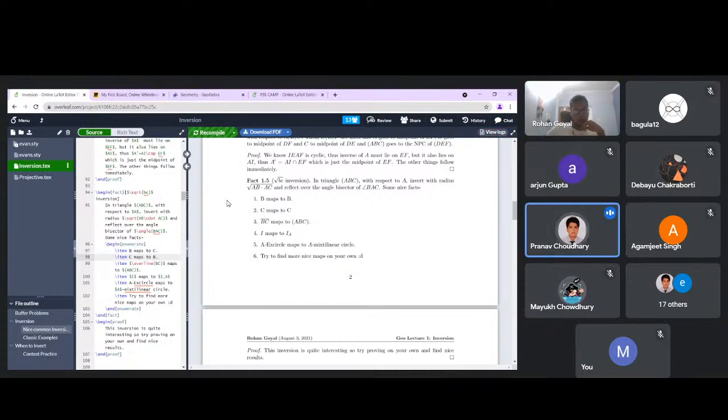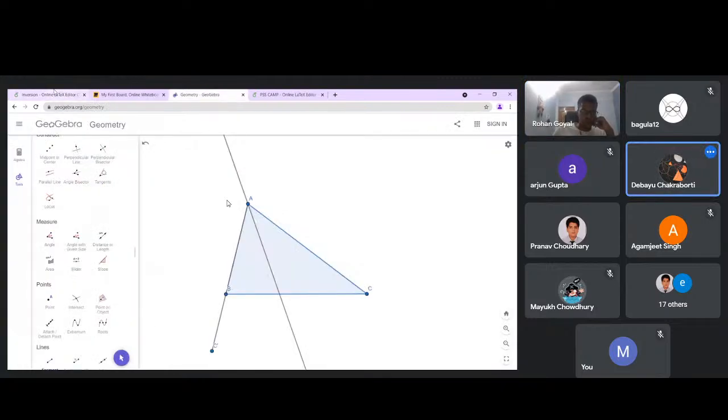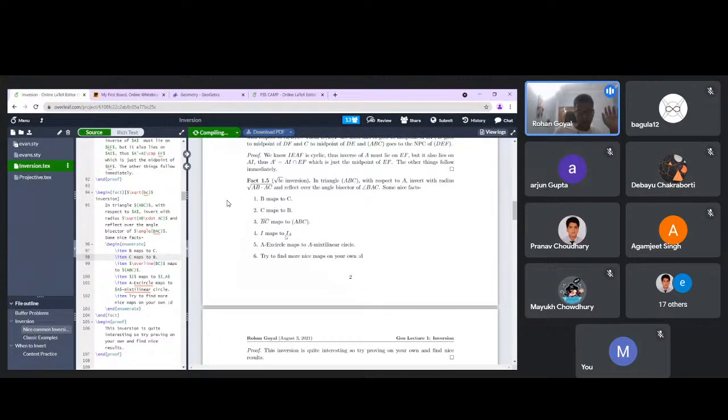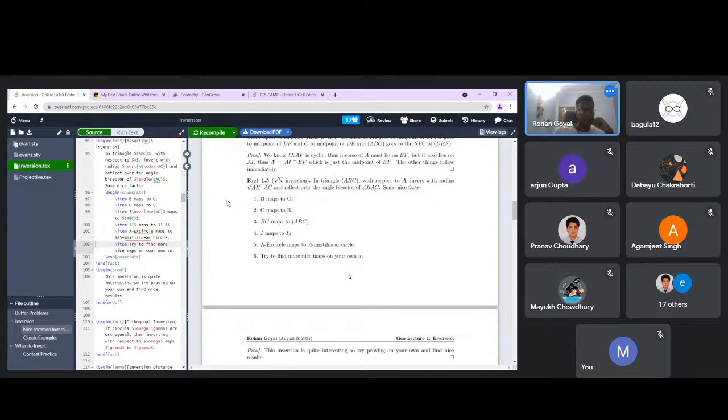O maps to H? No, O does not map to H. Sorry, AH line maps to AO line. I mean, that's just reflection over angle bisectors. The incenter maps to the A-excenter. The A-excircle maps to the A-mixtilinear incircle, whatever that means. And there are many other nice maps which you can try to figure out.